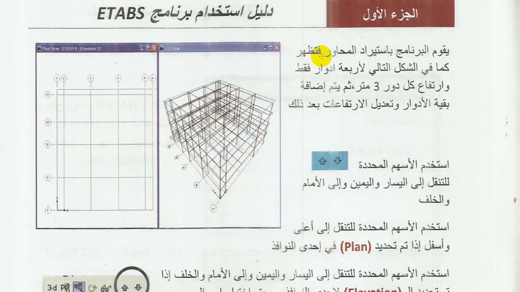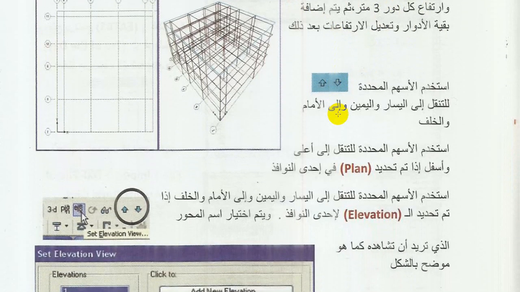The software will import the entire axis here, as already appeared in the following figure, for the four floors only. Each floor is 3 meters, as you can see roughly. Then the entire floors will be added, and the elevation modification will be done afterwards.